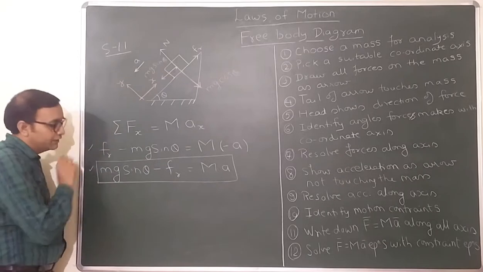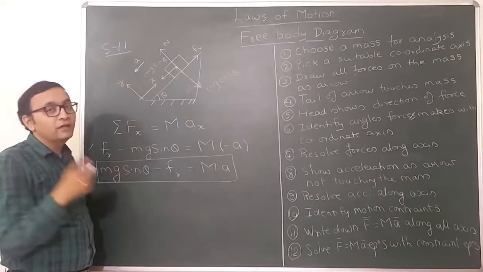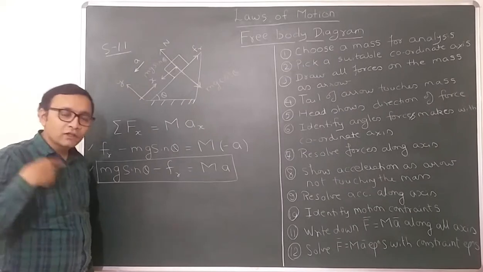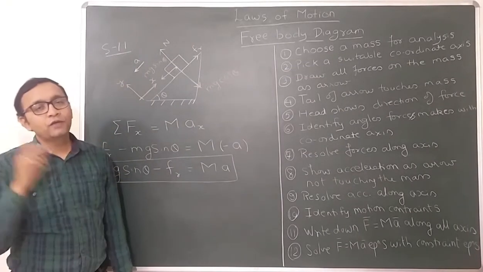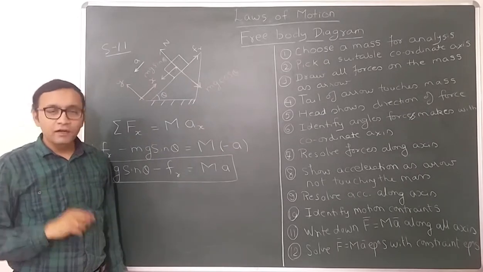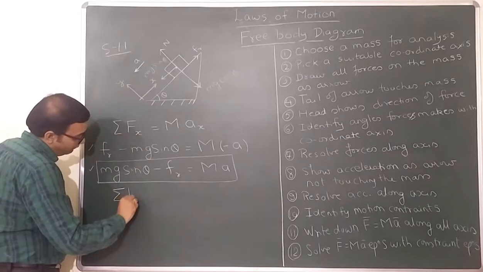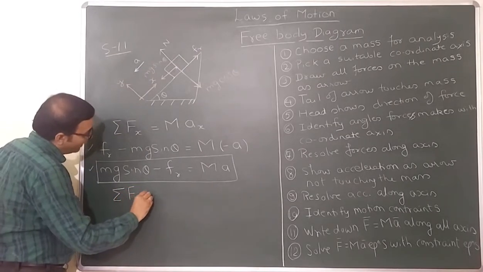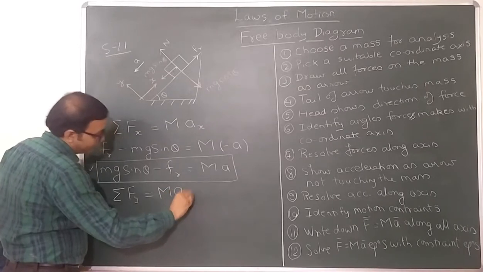I think this is more comfortable, and almost everyone follows this type of writing. They take the sign convention from the direction of force. So along the direction of acceleration, you say that forces are positive. Opposite to the direction of acceleration, you say forces are negative. And the sum of all forces along the y-axis is mass times acceleration along the y-axis.